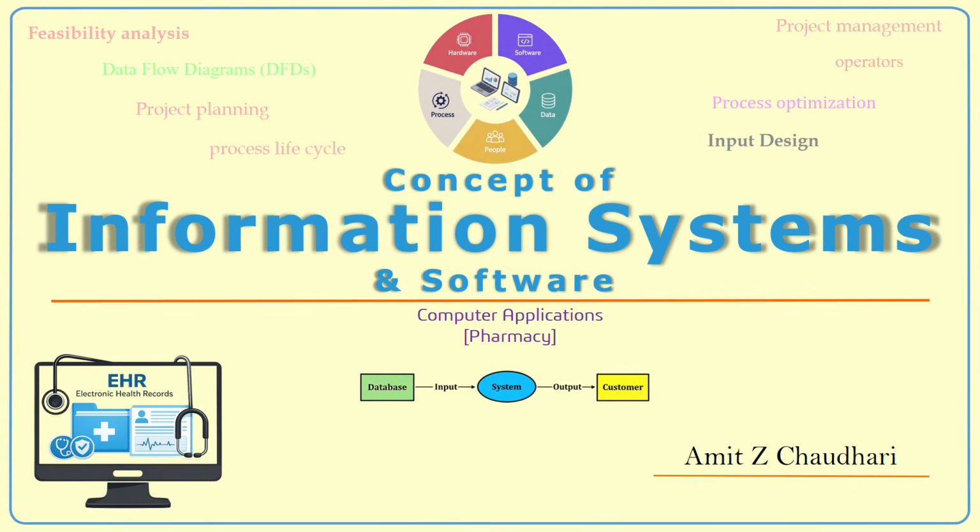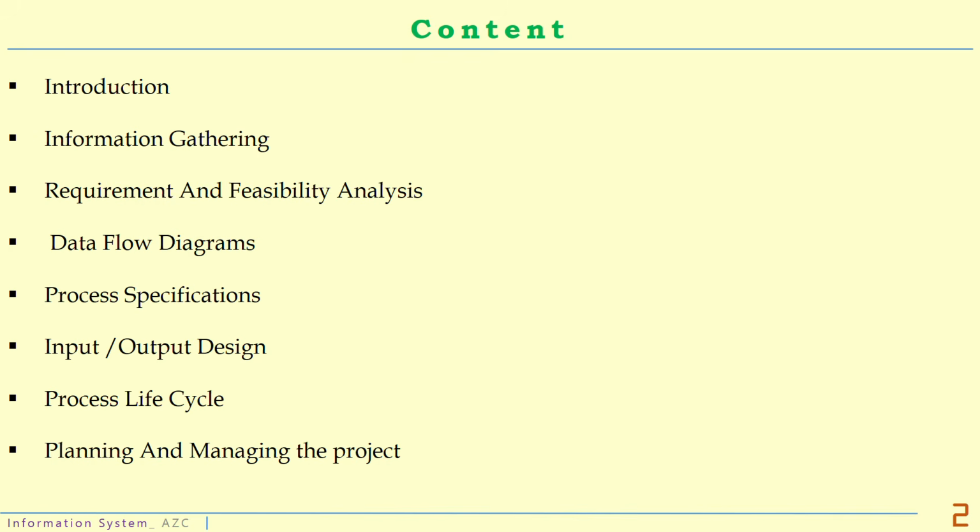Concept of information systems and software. The topic of computer applications in pharmacy. Content of this topic includes introduction, information gathering, requirement and feasibility analysis, data flow diagrams, process specifications, input-output design, process lifecycle, planning and managing the project.